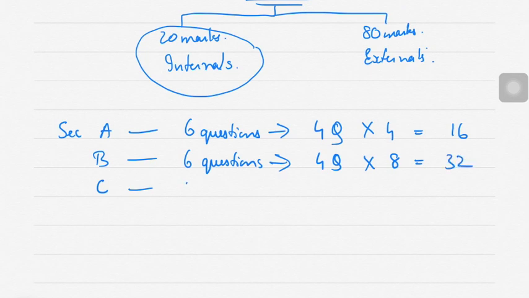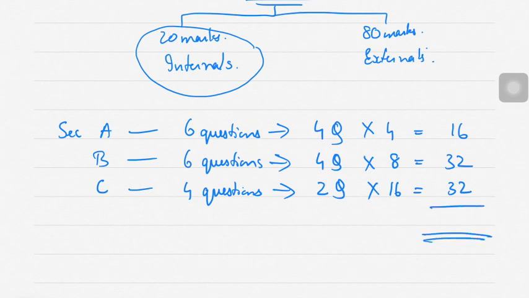Section C, there would be 4 questions and out of 4 questions you have to attempt 2 questions. Each question will carry 16 marks, and you can score 32 marks. This makes it 80 marks.